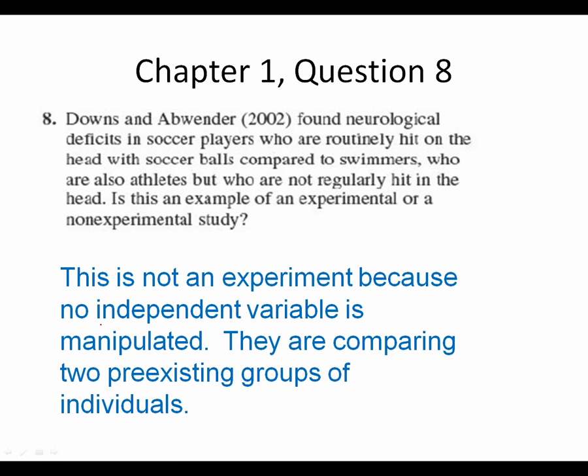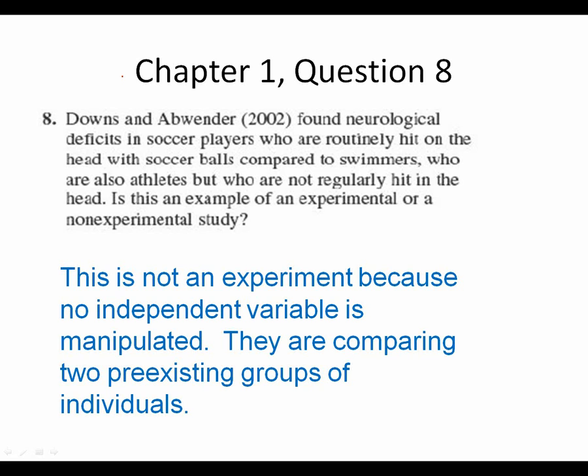It says that Downs and Abwender found neurological deficits in soccer players who are routinely hit on the head with soccer balls, as compared to swimmers who are also athletes but who are not regularly hit on the head. Is this an example of an experimental or a non-experimental study? What do you think? Well, it's not an experimental study because there is no independent variable. They're just comparing two pre-existing groups of individuals. They're correlating, if you will. It's a correlational study rather than an experimental study. They're correlating banging your head with a ball with neurological deficits.